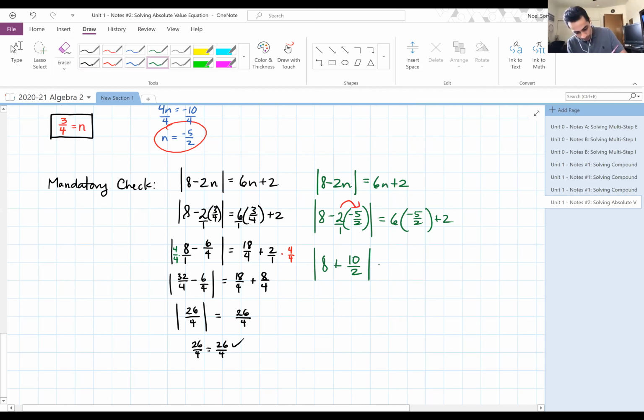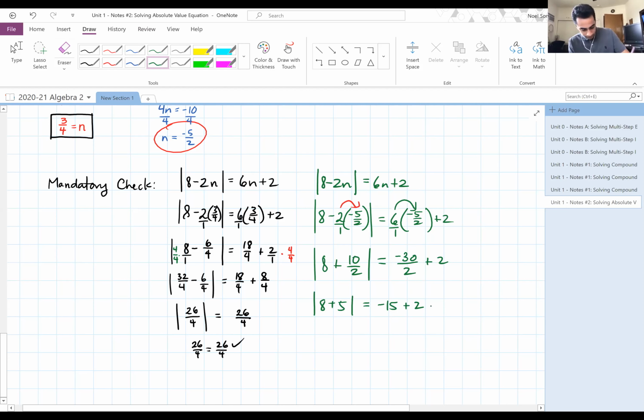Equal to, and then same thing on the outside. That's a 6 over 1. You distribute in, that's going to be a negative 30 over 2 plus 2. So let's see if we get the same thing on the inside of the absolute value as what's on the outside. So this ends up being the absolute value of 8 plus 5 equal to, we can reduce this one, negative 15 plus 2.